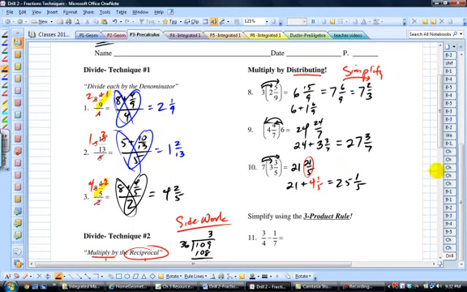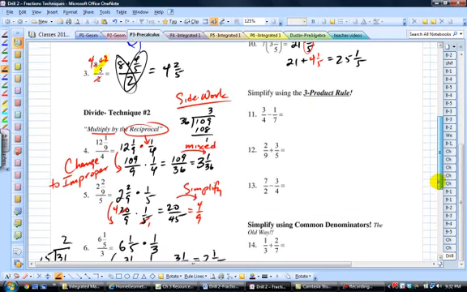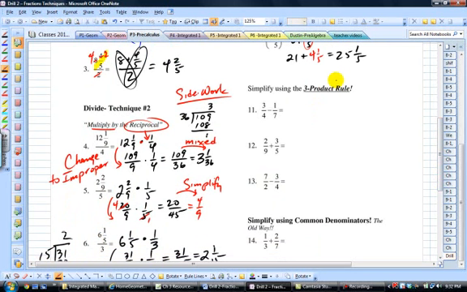There you go. That's a non-traditional technique right there. Here's another non-traditional technique. Fast, too. We're going to do the 3 product rule. We're going to multiply 3 times.